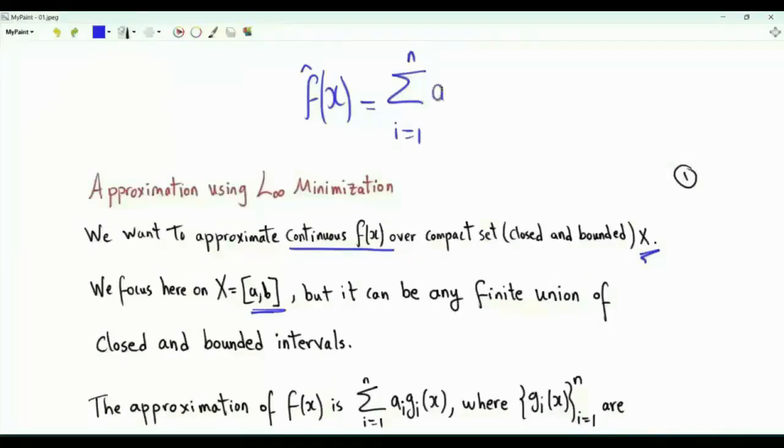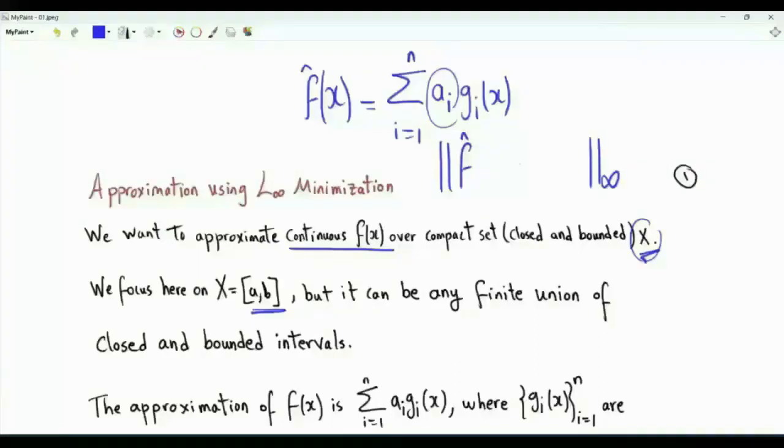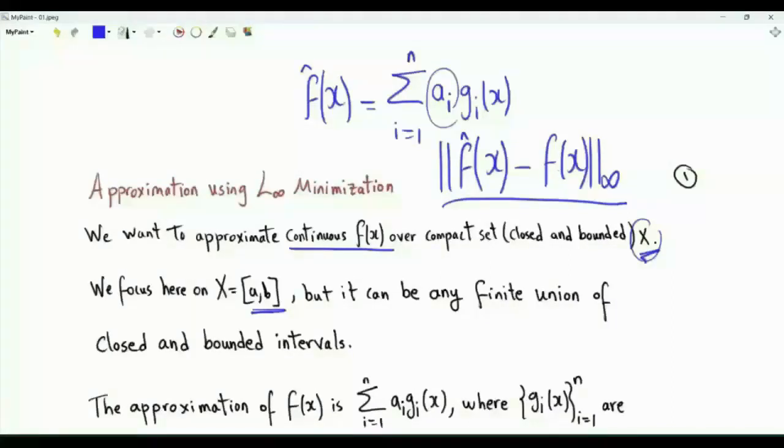The ith term is the coefficient ai times gi of x. The functions g1 of x, g2 of x to gn of x are known. They are continuous functions on big X. We want to obtain the coefficients such that the L infinity norm of the error or the residual, the difference between the approximation and the function f of x, is minimized.